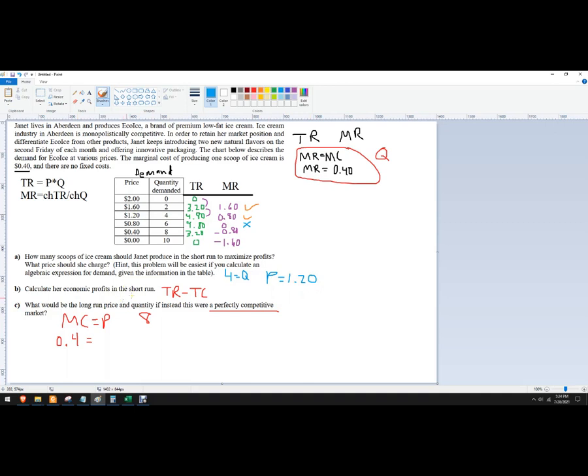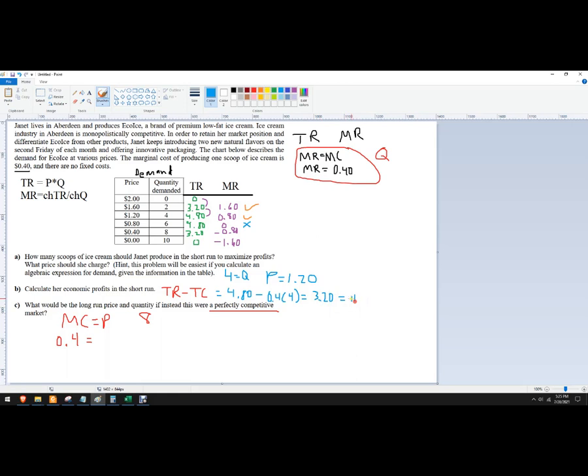Now, her economic profits in the short run. Normally we just calculate total revenue, but we've already done that. So this would be $4.80 minus the cost. It's 40 cents per scoop, so 0.4 times how many scoops are we doing? We're doing 4 scoops there. That would be $1.60. So $4.80 minus $1.60 is $3.20, and that's the answer for the profit.